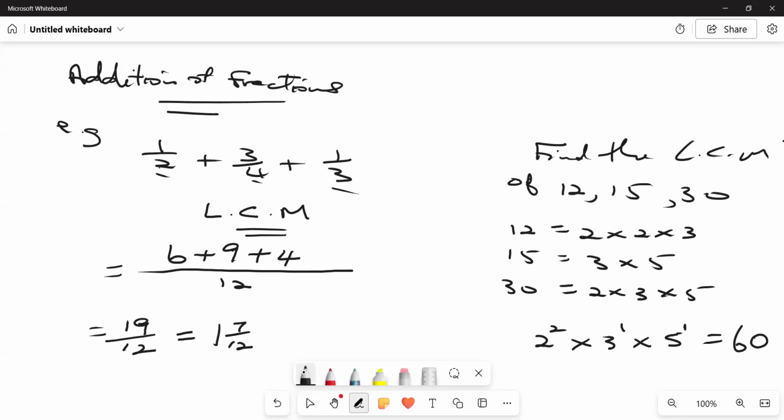So addition is very simple, very, very simple. You try to write all your fractions with a common denominator, right? And then you add up the numerators. Very often you might find that you have an improper fraction. You need to convert your improper fraction to a mixed number, right?